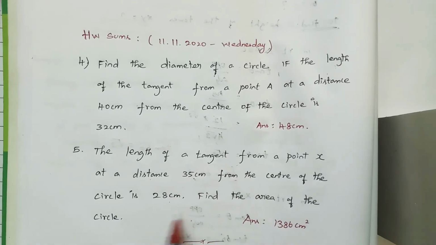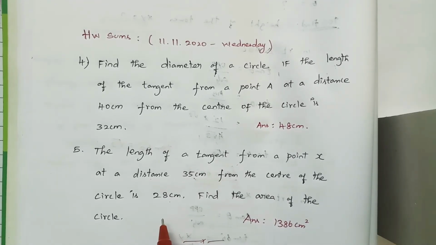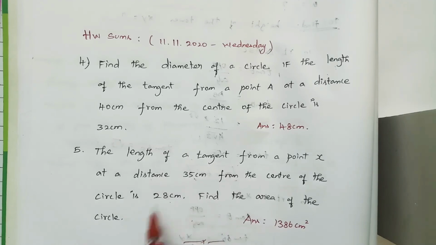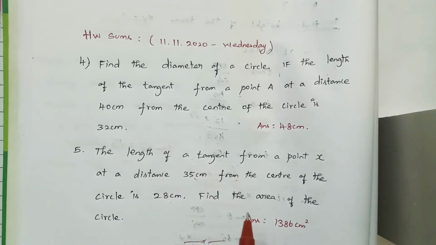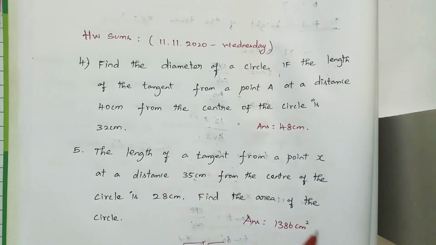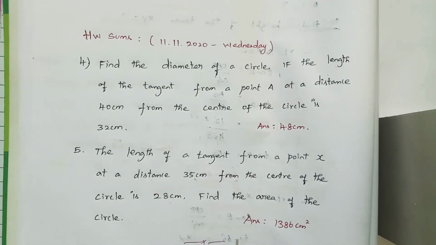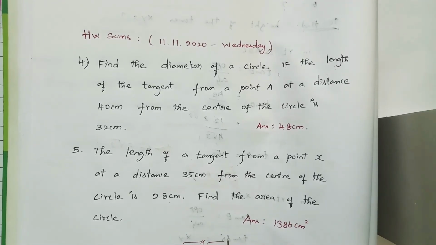Find the area of the circle. What is the formula for finding the area of a circle? Pi r square. For that, radius is needed. So with the help of these two values, we are going to find the radius of the circle by using the Pythagoras theorem property. And the final answer is 1386 centimeter square. The area of the circle is 1386 centimeter square.